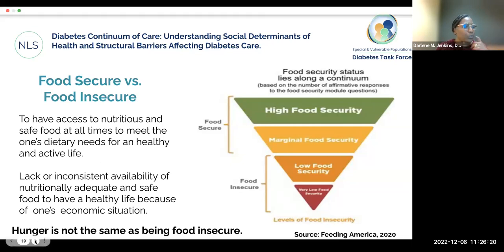I also want to note that hunger is not the same as being food insecure. Sometimes we use those terms interchangeably, but they are not the same thing. Hunger is a feeling that you have when you do not have access to food. So hunger is the feeling of not having food, whereas food insecurity is not having access to the food.